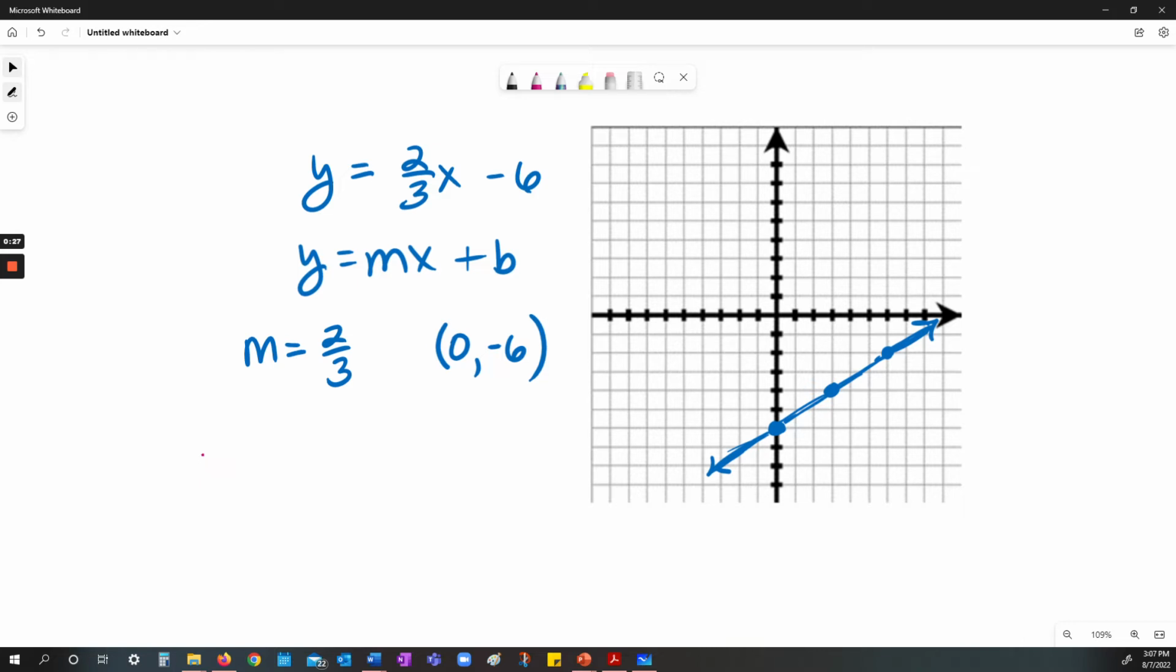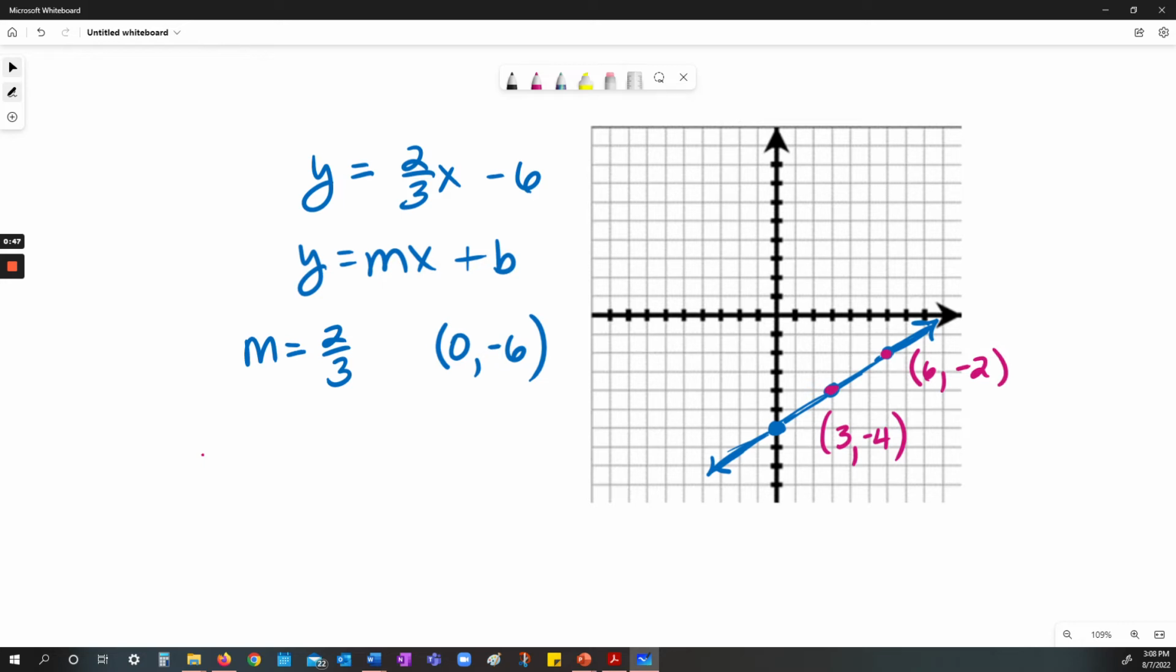But maybe let's focus on two other points. How about this one right here? So this one is at (3, -4). And this point right here is at (6, -2), counting 1, 2, 3, 4, 5, 6.